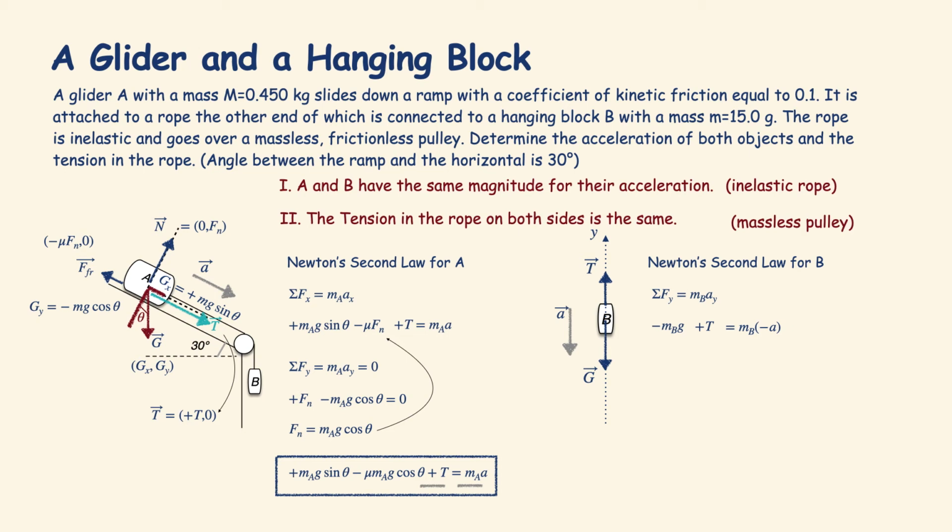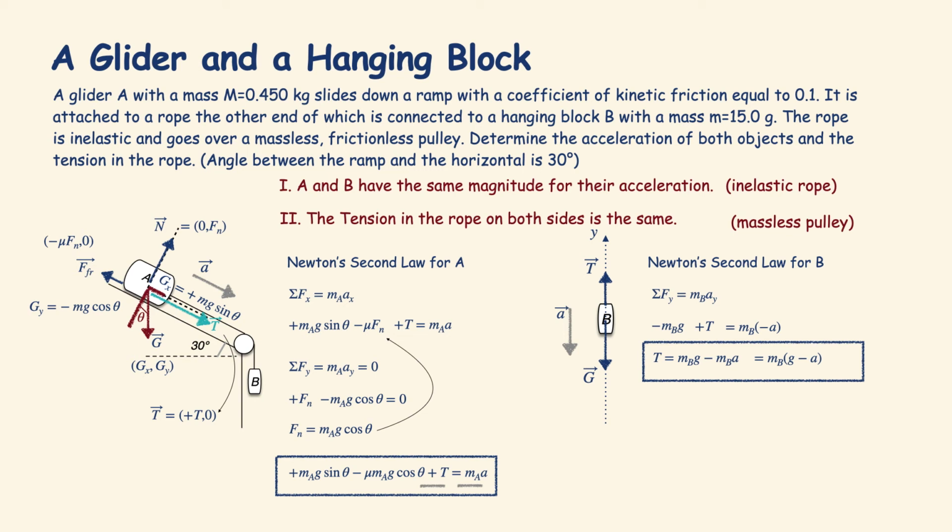I have used the same symbol a as in the analysis of block A, simply because, remember, they couple. The rope connects the two blocks, and so even though the vectors for the accelerations will point in different directions, the magnitudes are going to be equal. Let me rearrange some of the terms in this equation. The tension has to be equal to the mass of B times g minus the mass of B times a. Or if you wish, we can factor out m_B and write it as m_B times (g minus a). So this is my second equation.